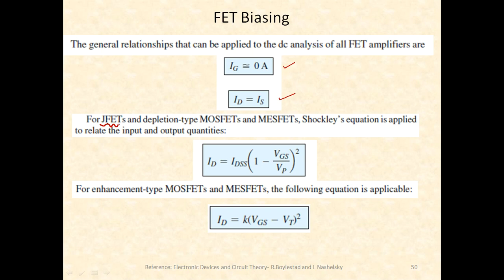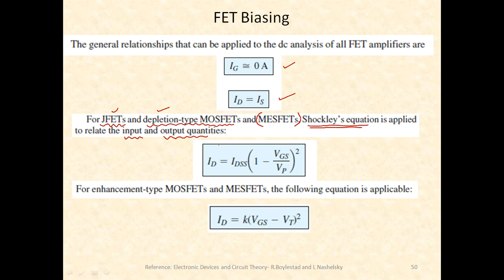Now for all types of JFETs, N channel as well as P channel, and depletion type MOSFETs, please try to correlate the construction. JFETs, depletion type MOSFETs and MESFETs. MESFET stands for metal semiconductor field effect transistor. We haven't yet gone through this particular device. We will try to understand it at a later point of time. As of now, just remember that there is a term called MESFET. For all these three devices, Shockley's equation can be applied.